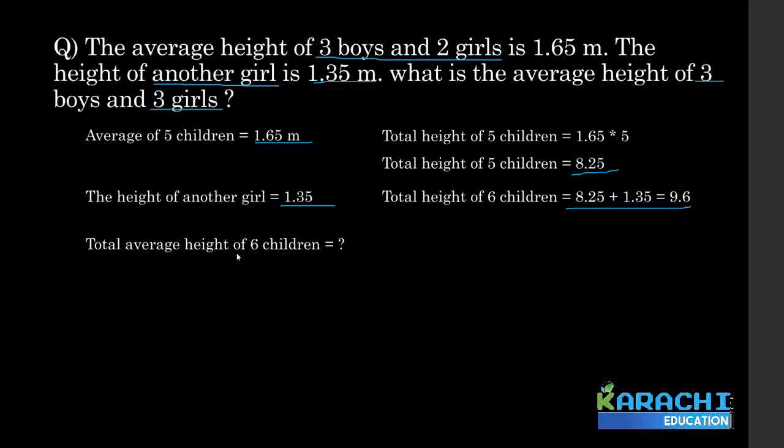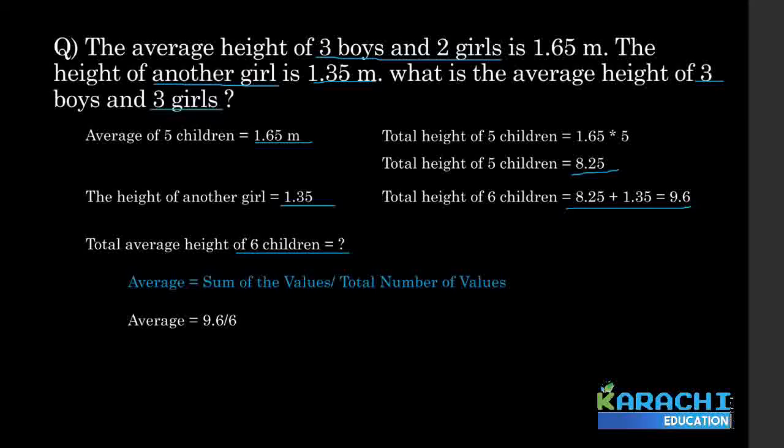Now the average height of 6 children we don't know. Simple, we will use the formula, and according to this, the average height of 6 children is going to be 9.6 divided by 6. 6 are the number of children, and 9.6 is the total height of 6 children. So the average height is going to be 1.6.